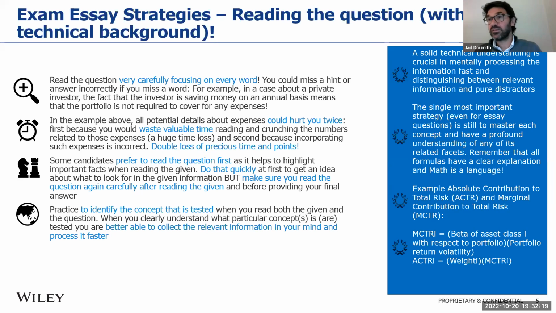Now, the double whammy, the double problem here, guys, is that if you miss, for example, the fact that this investor is able to save money, then you would factor all the expenses into your answer, you will adjust them for inflation, you will do some calculations, and all of that is absolutely useless. So not only would your answer be incorrect, but you would also lose extremely precious time. So this is where it can hurt you twice.